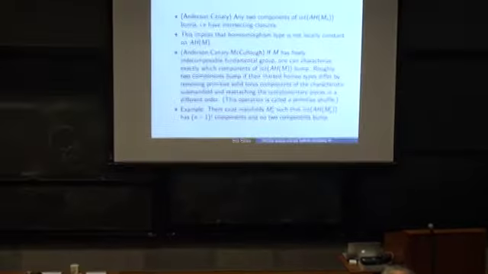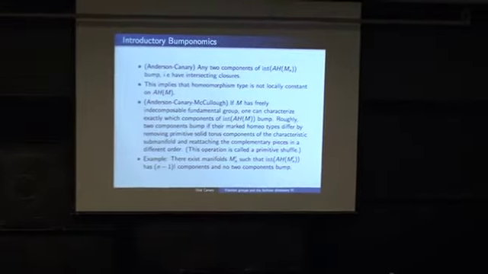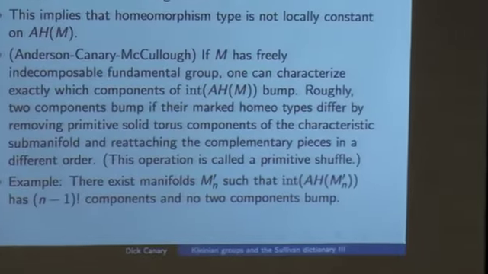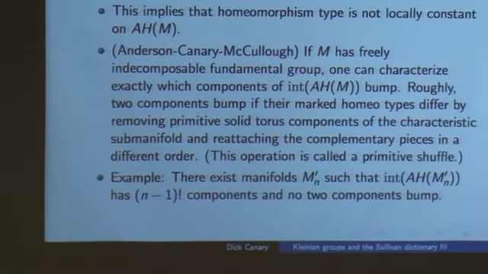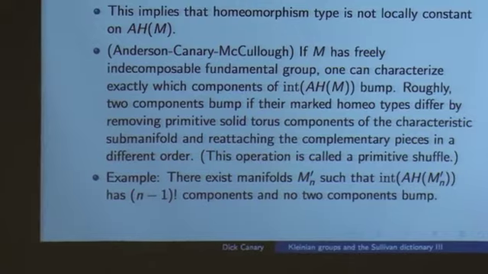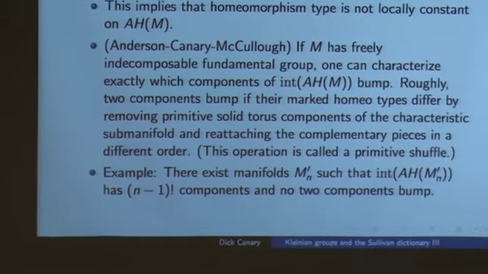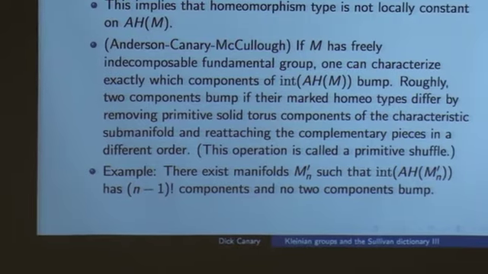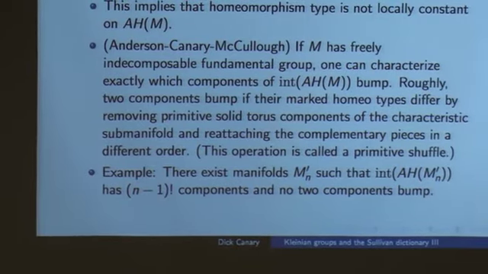And it turns out that if two components bump, how do these two differ? Where you have a solid torus component, and you remove the solid torus, and then you rearrange the way stuff is glued to the solid torus, and you glue it back, and then you get a new manifold, and it's homotopy equivalent to the old manifold.